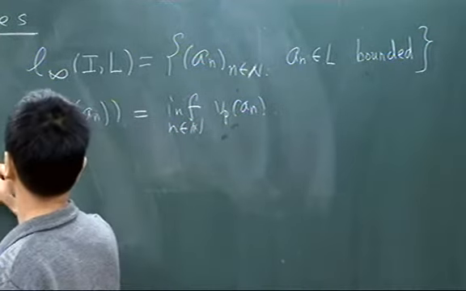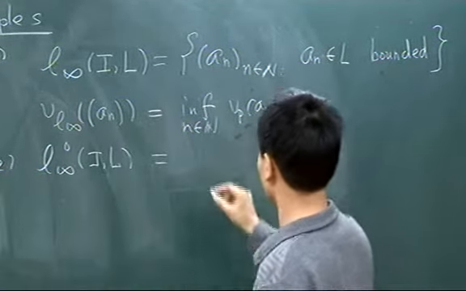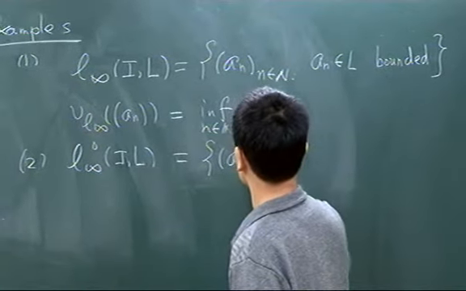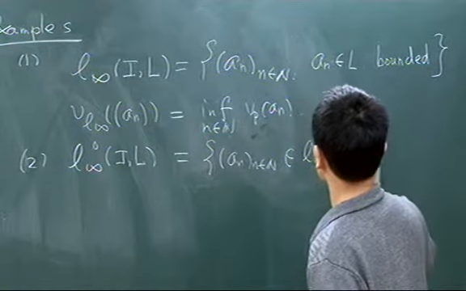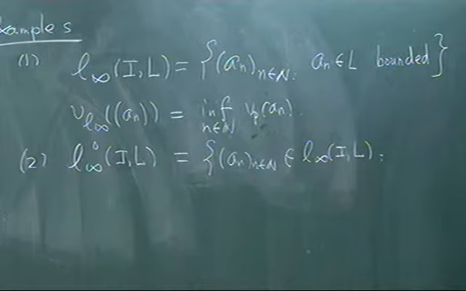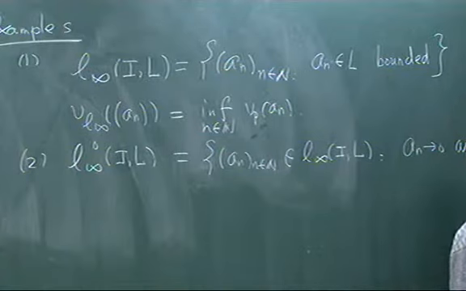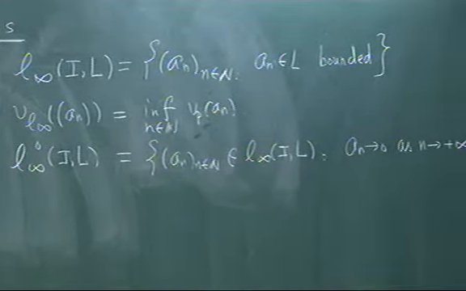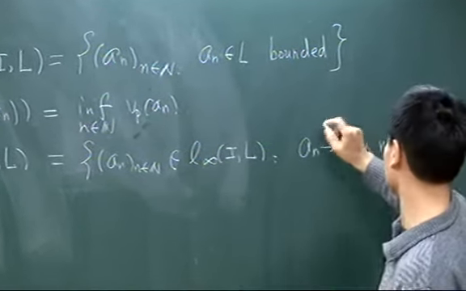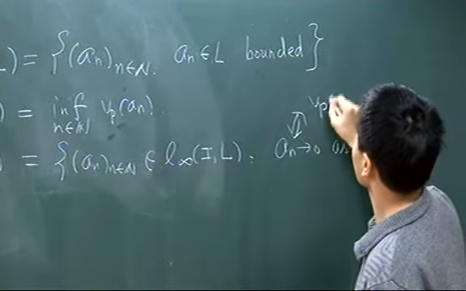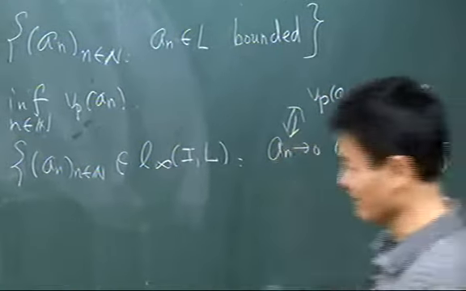And also we can have this L infinity zero(I, L). Now the sequences are contained in this such that a_n goes to 0 as n goes to plus infinity. That means it converges. You can also say a_n goes to 0 is equivalent to v_p(a_n) goes to plus infinity. So we can have all these kinds of notations.